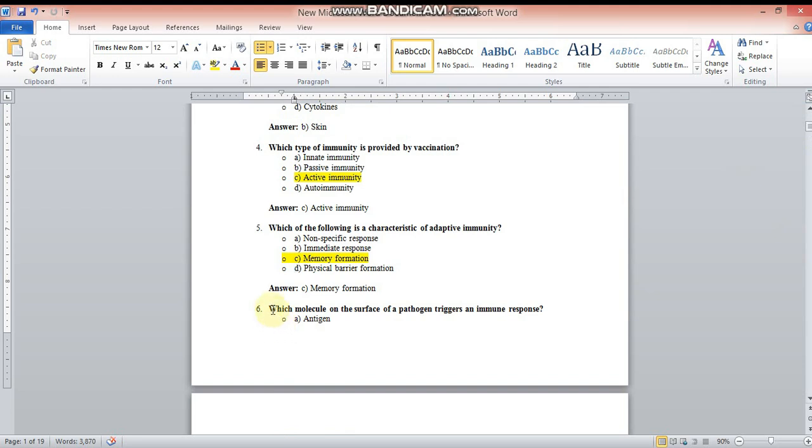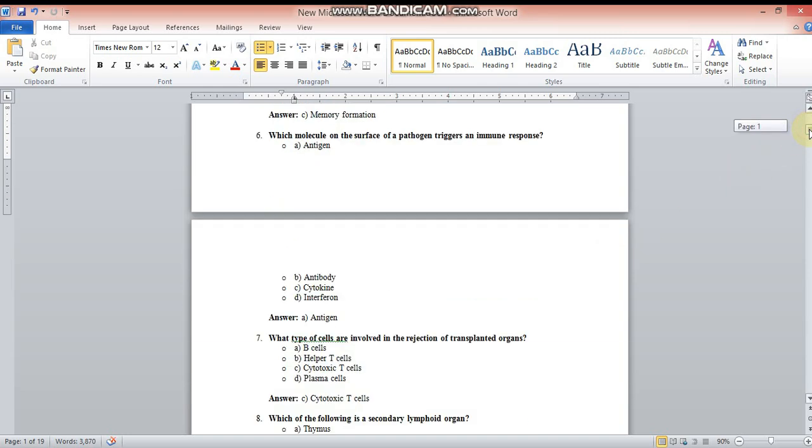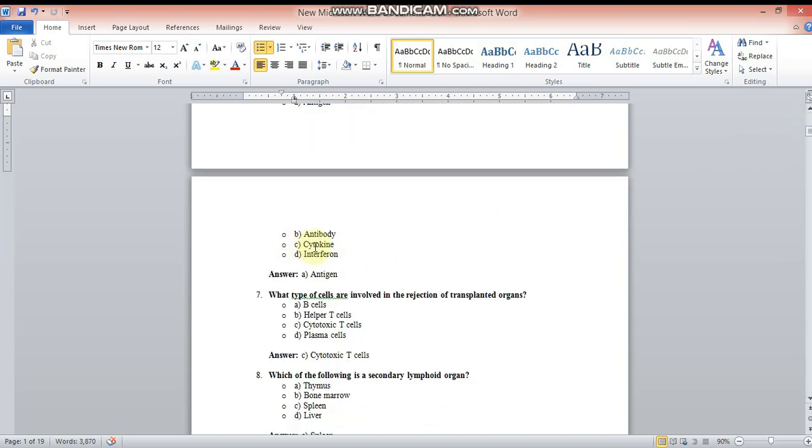The next MCQ is, which molecule on the surface of a pathogen triggers an immune response? A. Antigens, B. Antibody, C. Cytokine, and D. Interferon. So the correct option is antigen. A is the correct option.